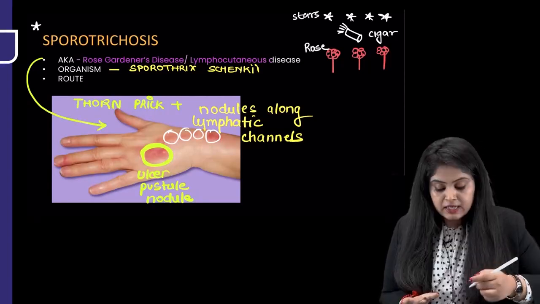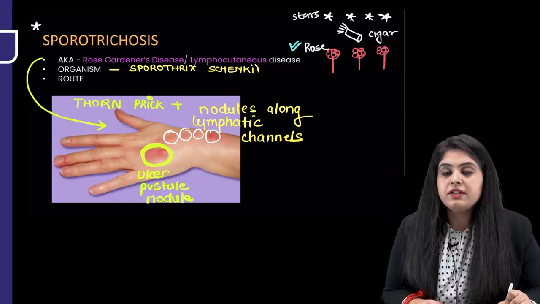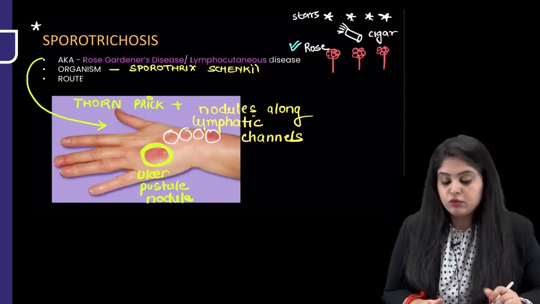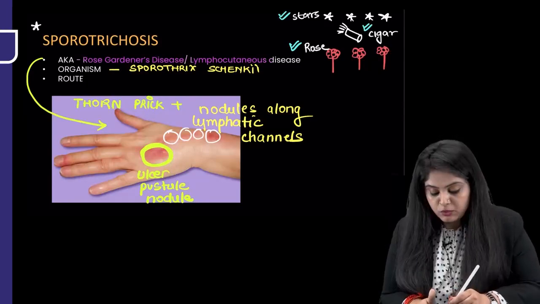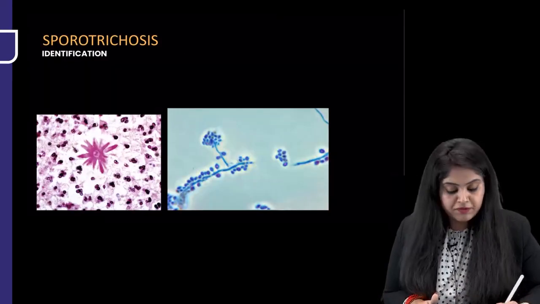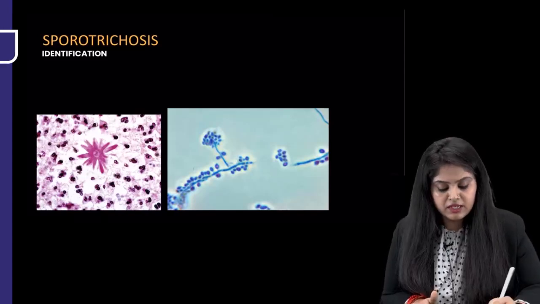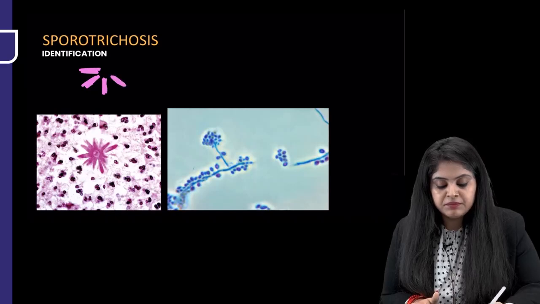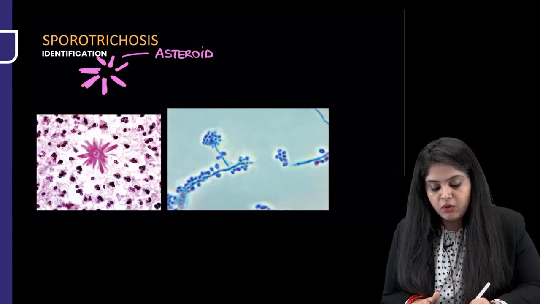Now, coming back to the rose part of the story, I have understood how the rose is causing the problem. Let me look at this under the microscope. Now comes the story of the cigar and the stars. When I look at this under the microscope, the first thing I see is a very famous star-shaped body. What is that star-shaped body? It is nothing but the asteroid body.